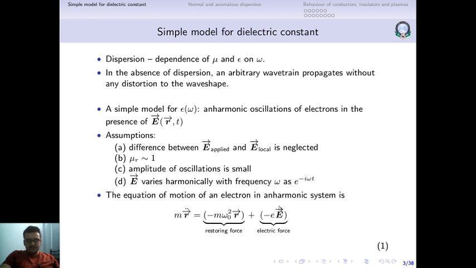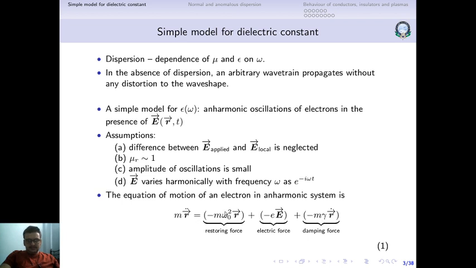Next, there is going to be an electric force, because any electron in the presence of an electric field is going to experience a force. And thirdly, there's going to be a damping force. The damping force will be dependent on the velocity of the electron, the instantaneous velocity of the electron during its oscillation, and this is characterized by this quantity gamma.